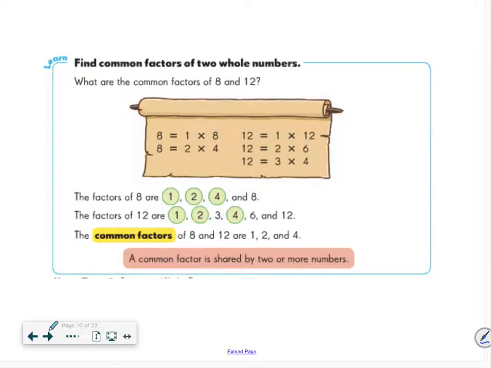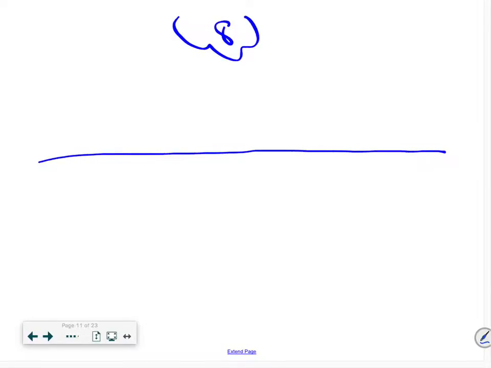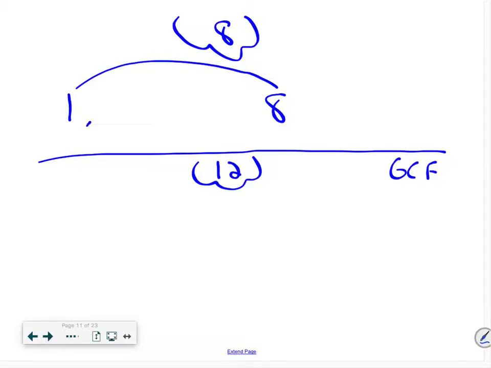Right now we're going to do common factors. We're going to find the common factors of 8 and 12, so I have to make 2 rainbows. So pause it, see if you can find the greatest common factor, and when you're ready, unpause. Okay, the factors of 8 are 1 and 8, 2 and 4, and the only number left is 3, and 3 can't go into 8, so that's done.